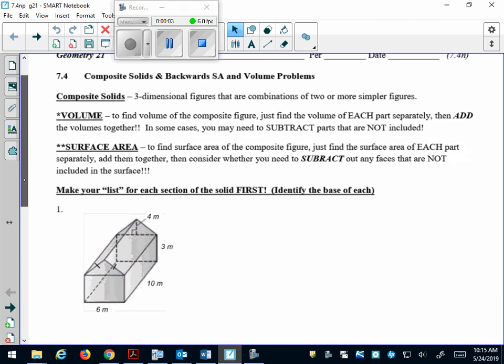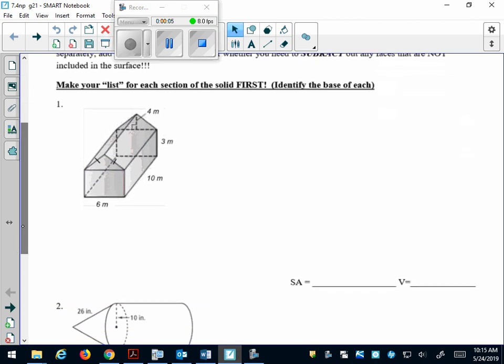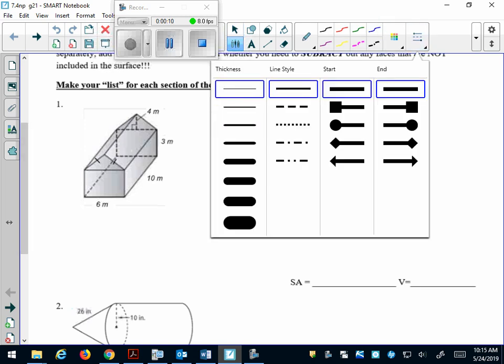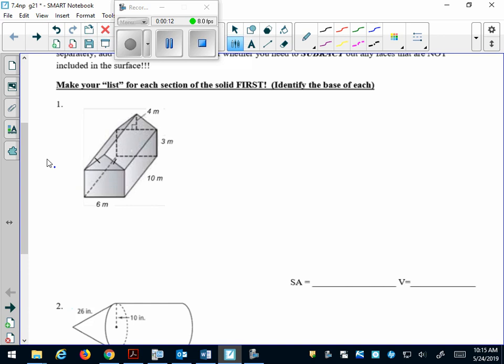Okay, so we're talking about composite solids and working backwards. We're going to start with the composite solids. This first figure here, what are the two 3D solids that I'm dealing with here? A rectangular prism on the bottom.